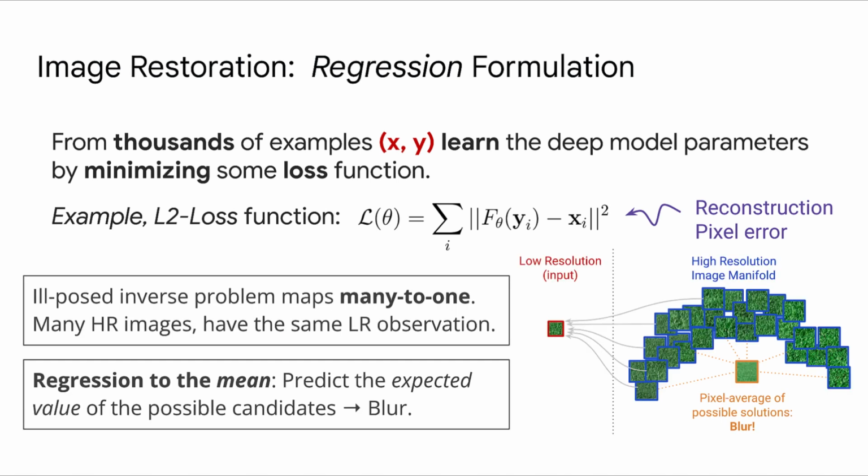The main issue is that image restoration is in general an ill-posed inverse problem, which means there are actually infinite different high-quality images that could have led to the very same low-quality observation. If we train a model to directly minimize the reconstruction pixel error, in the best scenario, we will get a model that perfectly predicts the average of all plausible reconstructions. This image will look blurry, since it's the average of many high-quality images. This effect is known as regression to the mean.